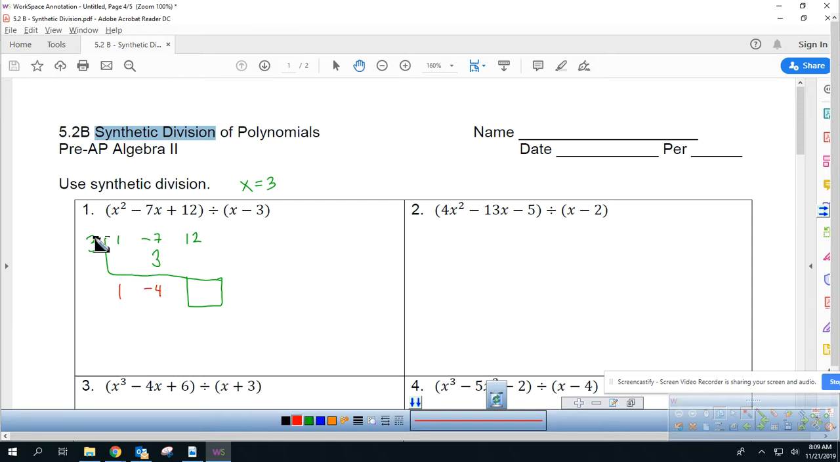And then you repeat the process. -4 times 3 is -12. And you write the remainder in the box. Okay? So this is not the answer for synthetic division. This is how we found the answer for using synthetic division.